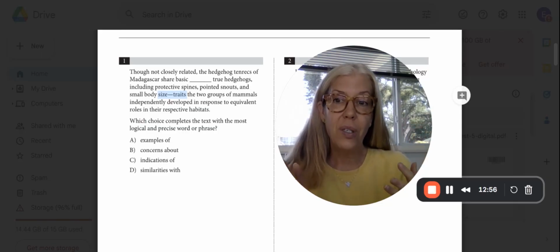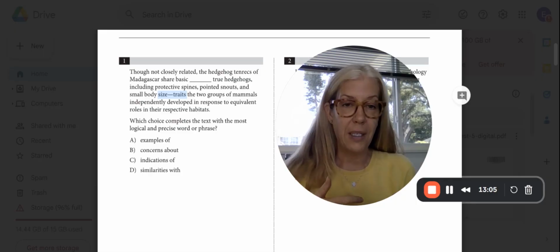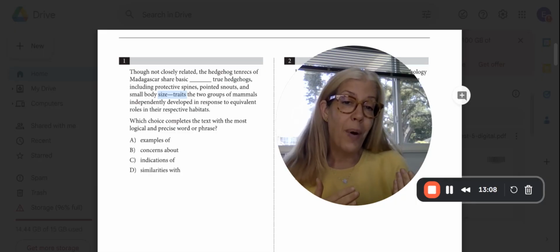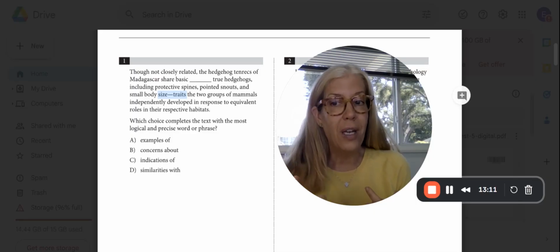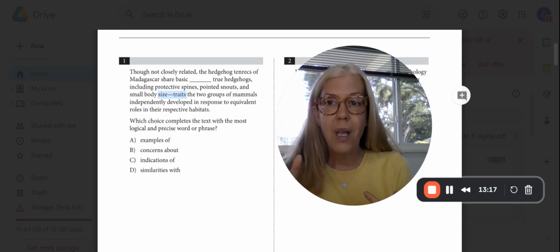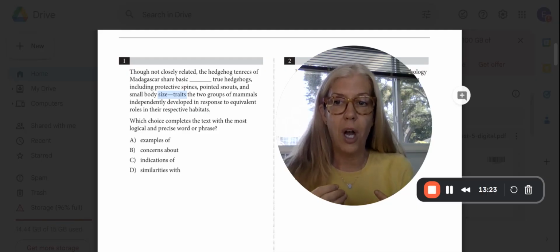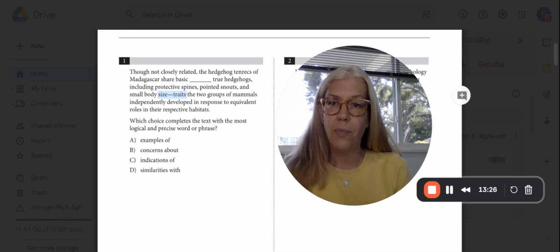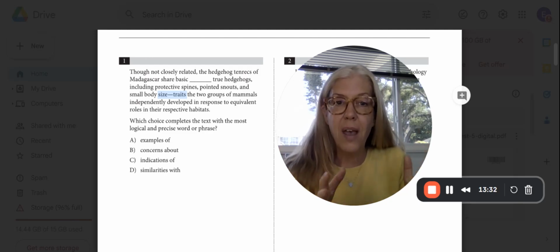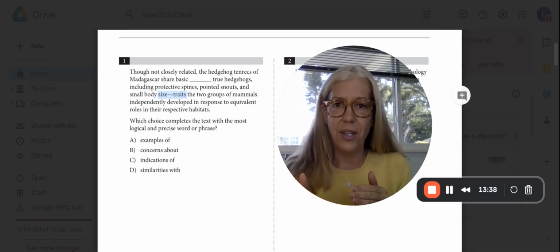So the M dash, as I've highlighted, opens with "traits the two groups of mammals independently developed" and closes with "respective habitats." If this is a true appositive, I could actually put a period after small body size and we would be okay. The sentence makes sense. So: though not closely related, the hedgehog tenrecs of Madagascar share basic similarities with true hedgehogs, including protective spines, pointed snouts, and small body size, period. It has a subject, it has a verb, it has a predicate, it makes a complete thought. That can stand on its own. It's independent.